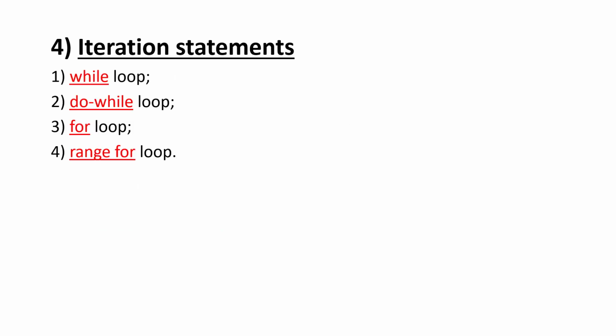So then we have a set of statements called the iteration statements. Suppose you want to go for some trial and error or perform some task repeatedly, you use the iteration statements. One important statement is the while loop. Then we have do while, for loop, and range for loop. We'll see that in detail.